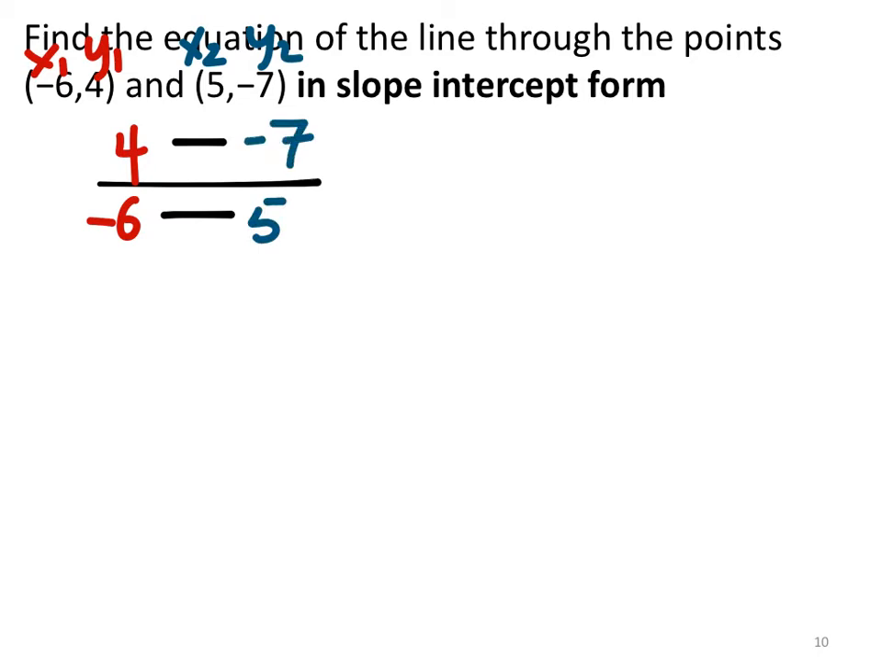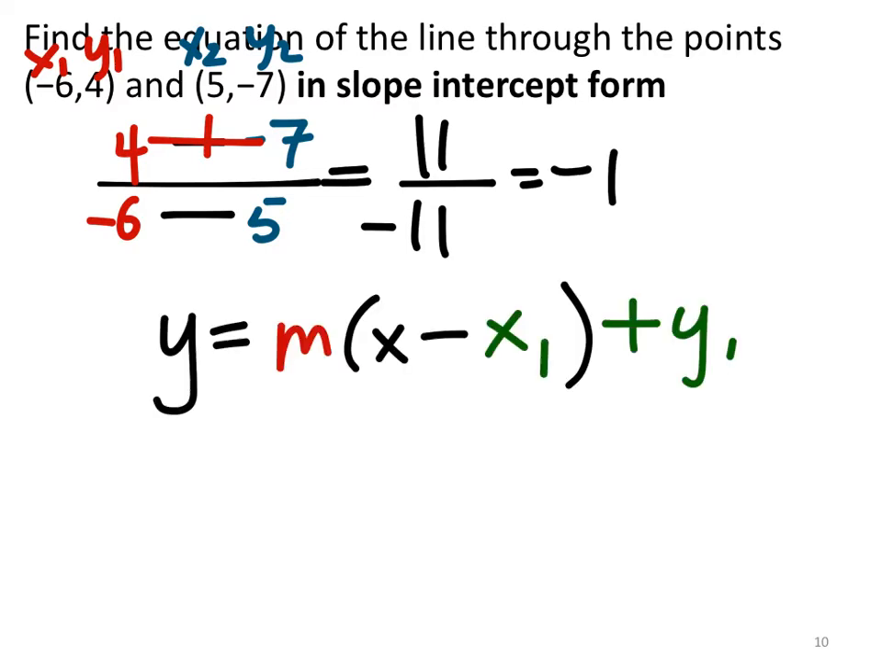All right, simplifying this would give us a slope. That's going to be plus 4 plus 7 is 11, and negative 6 minus 5 is negative 11. Yeah, that looks a lot better than what I had before. That's going to give us negative 1 right there as a slope. So in point-slope form, we do know the slope is negative 1. So that's pretty easy to deal with, except for maybe it's negative. And which point do you guys want?